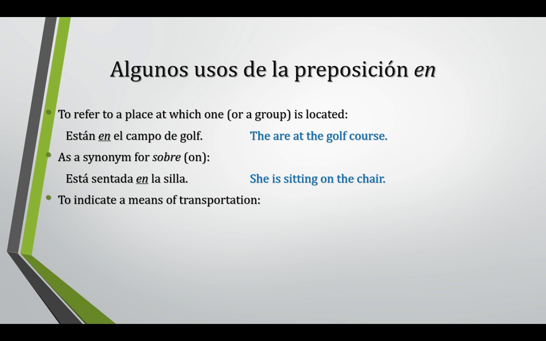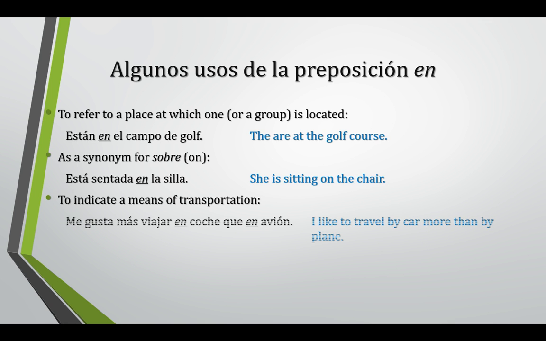We also use en generally when you're talking about a means of transportation. And here's an example. In English, I like to travel by car more than by plane. We don't use the Spanish word por, or the word that you may have learned by. We use the word en. Me gusta más viajar en coche que en avión. So by plane, by car, we say en coche or en avión. Muy bien.